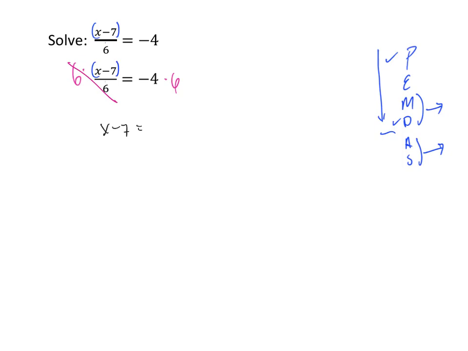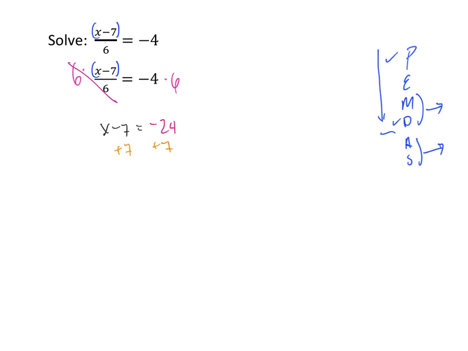And on the right-hand side, we have negative times a positive is a negative, and 4 times 6 is 24. We have negative 24. Now to solve x minus 7, it's being subtracted. We undo that with addition. So we're going to add 7 to both sides.